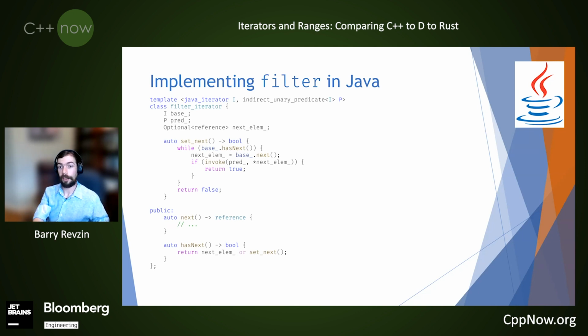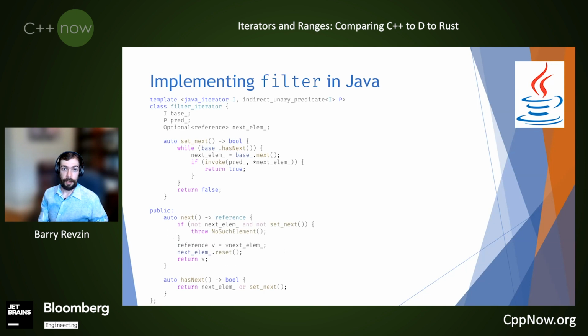And once we do that, we can go back and implement next. What next does is, if we neither have a cached element nor can set one, then we're out of elements, and we throw. Otherwise, we have to pull out our cached element and clear out our cache. So this isn't super complicated, but if you look at the condition in next, that's exactly if not has next. And so that's already kind of a strange thing to do.